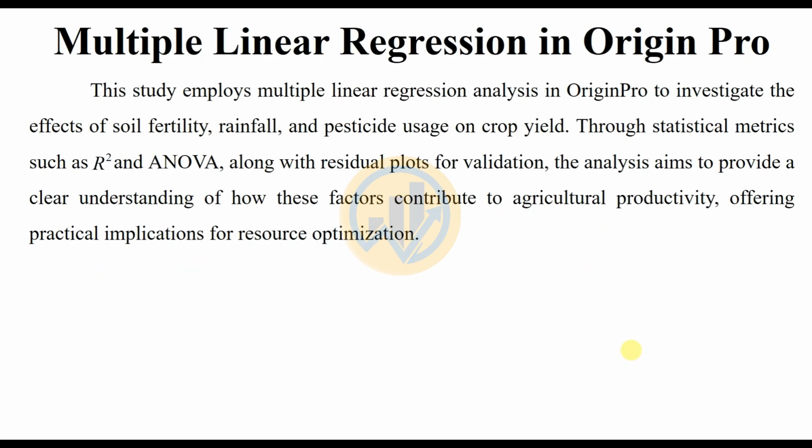In this study, we employ multiple linear regression analysis in OriginPro to investigate the effect of soil fertility, rainfall, and pesticide usage on crop yield, through statistical metrics such as R square and ANOVA, along with residual plots for validation. The analysis aims to provide a clear understanding of how these factors contribute to agricultural productivity, offering practical implications for resource optimization.